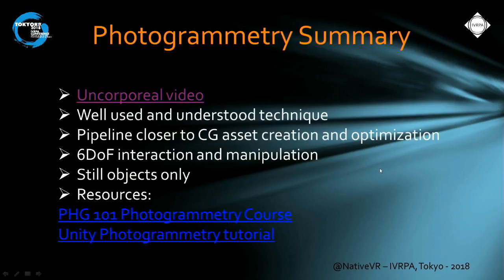So what photogrammetry allows you to do is to have full 6 degrees of freedom interaction and manipulation. When it's a smaller object, you can manipulate it. When it's a bigger object, it's mostly navigational. You can move through it. But there is a restriction. It's only still objects. You cannot have people. You cannot have video, basically.